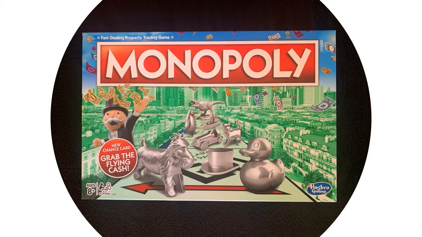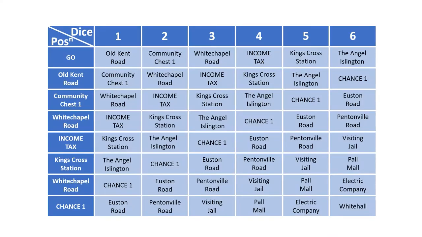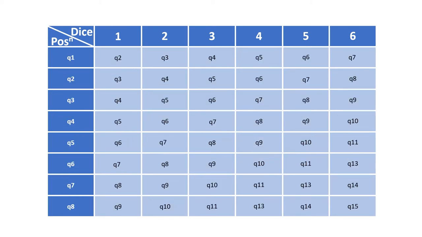So I want to go back to Monopoly and have a look at the rulebook again. Remember that our next position is determined by our current position and the number we roll on the dice. And some might have noticed that this is just a big adding machine, which has some exceptions around jail, and it wraps around at 41. This might become a bit more clear when we replace the street names with numbered states.